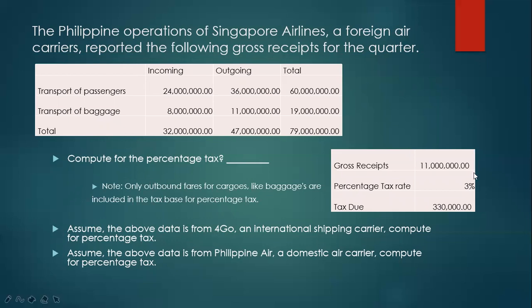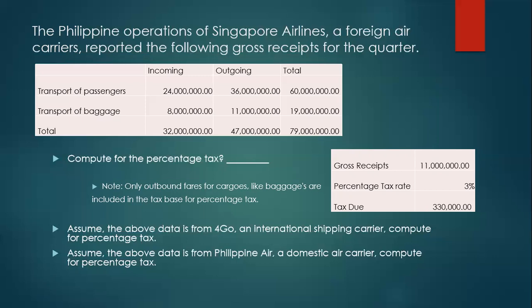Take note that only outbound fares for cargoes like baggages are included in the tax base of a percentage tax. That is what is provided in the law, Section 118. Okay? Take note. International carriers doing business in the Philippines, on their gross receipts from transport of cargo. So it is cargo, not the passenger. Transport of cargo from the Philippines to another country. So the incoming is not included. That is why the law says transport of cargo, which is baggage, from the Philippines to another country, which is your outbound or outgoing. So that is why we consider 11 million. 11 million times 3%, that is 330,000.